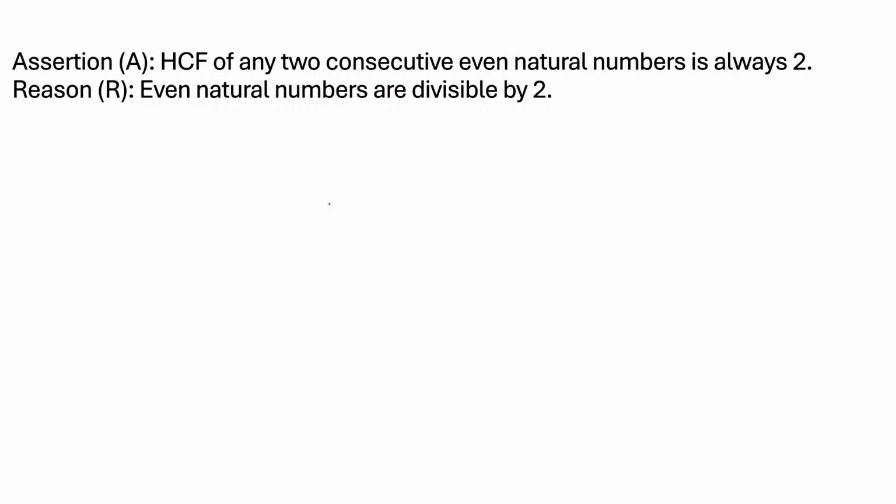So you can write that assertion and reason are both true, but the reason is not the correct explanation for A. It is not the correct explanation.